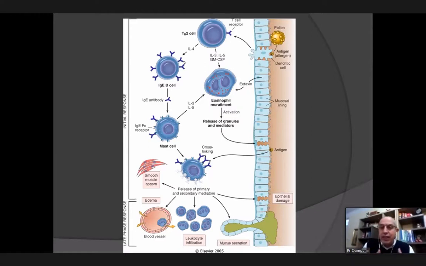So basically, all the cells are communicating, sometimes in the right way, and unfortunately, sometimes, in autoimmune diseases and allergies, in the wrong way, and the cascade needs to be stopped.